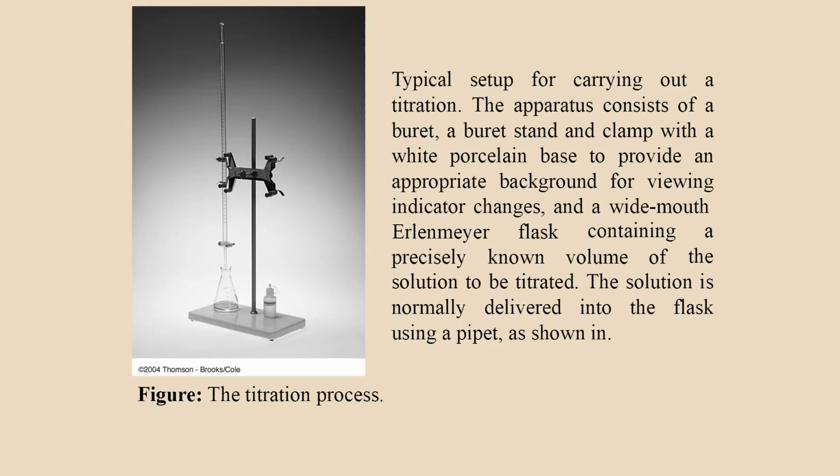Okay, so the typical setup for carrying out a titration, you have your burette. This is what we call a burette clamp. Okay, and then you have your unknown solution, and then usually again in the burette clamp, now you have one acid and one base, and then you have your indicator.